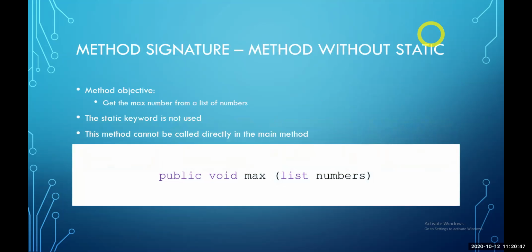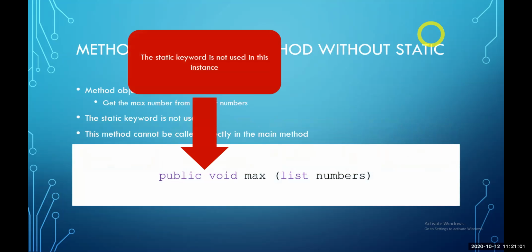All right. So I wanted to give you an example of a method without that static keyword. You see here this method, the method objective is to get the max from a list of numbers. The static keyword is not used, but it cannot be called from the main, and I'll show you that a little bit later. So again, the static keyword is not used in this instance.